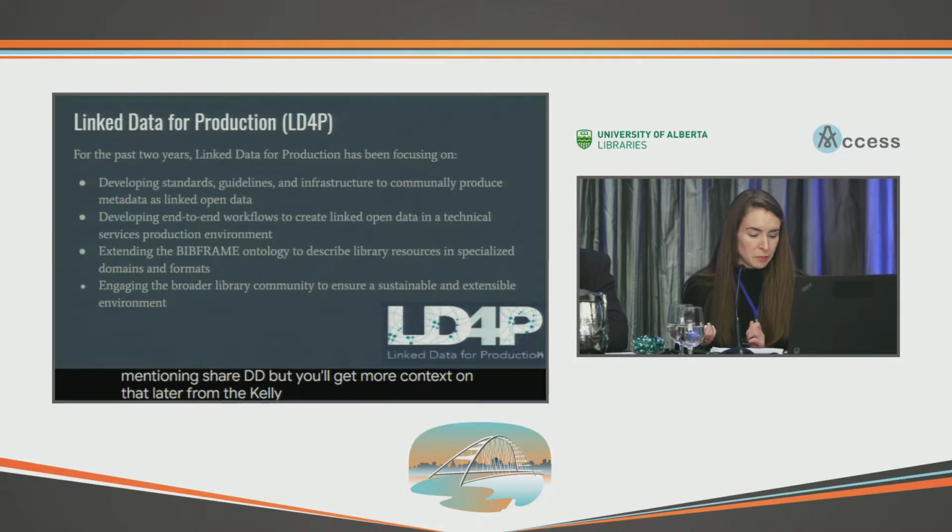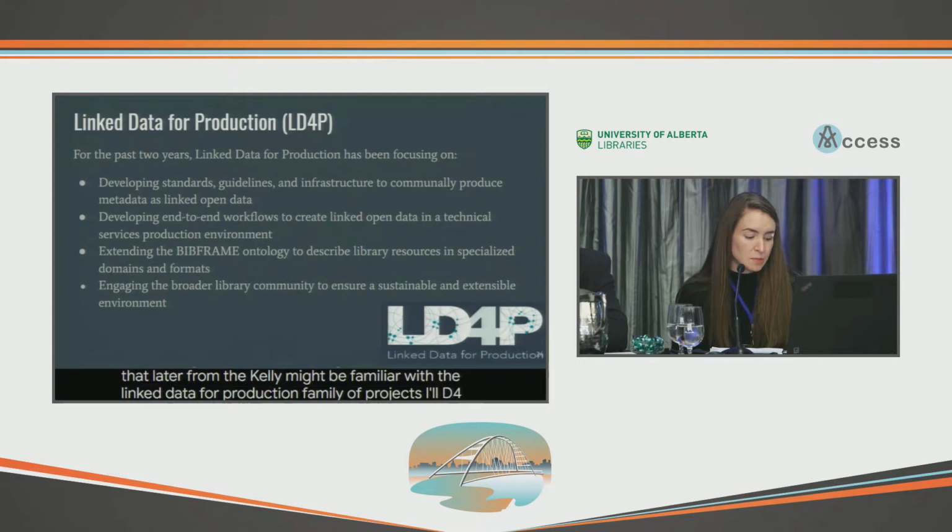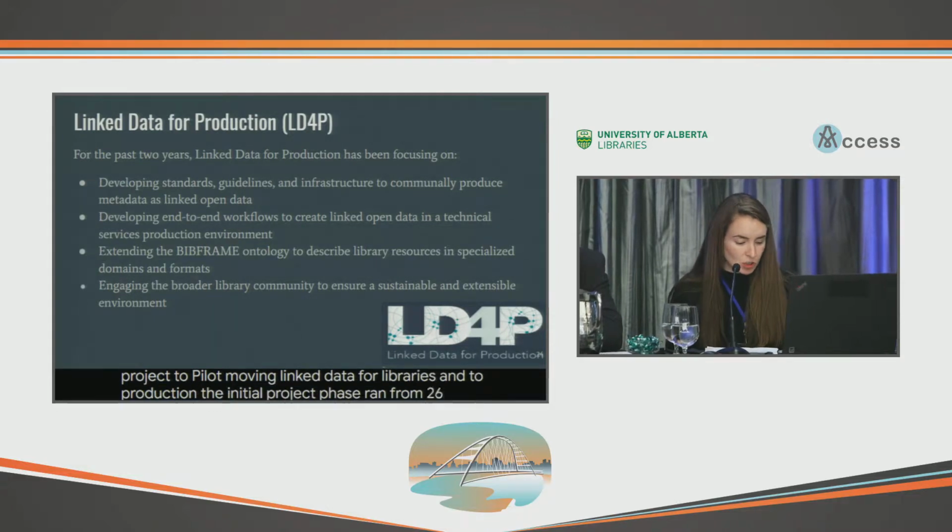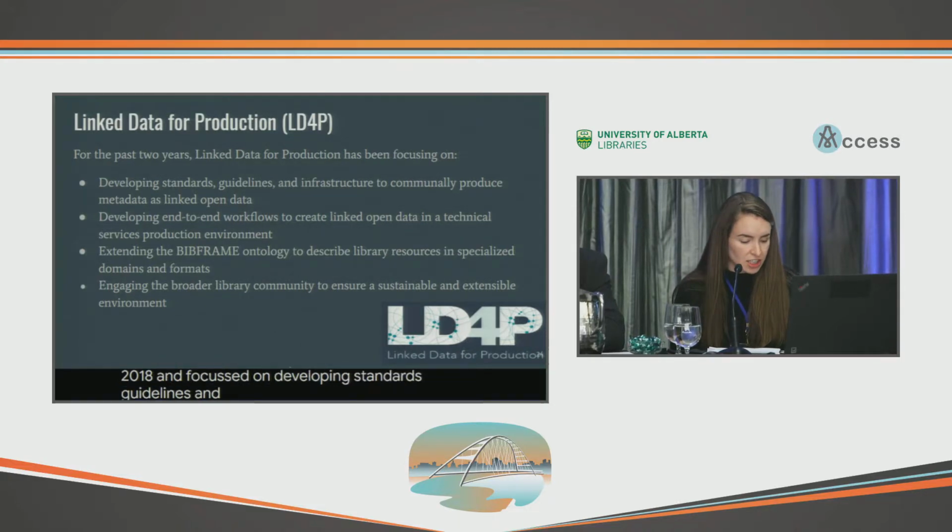So many of you might be familiar with the Linked Data for Production family of projects. LD4P has been a multi-year Andrew Mellon grant-funded project to pilot moving linked data for libraries into production. The initial project phase ran from 2016 to 2018 and focused on developing standards, guidelines, and infrastructure to communally produce linked open data for library resources. This project also really focused on extending the BIBFRAME ontology to look at specialized domains and formats, which we know is very important in the work that we do.